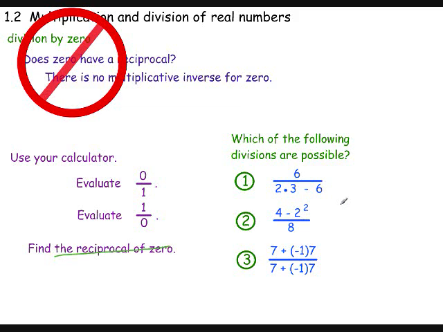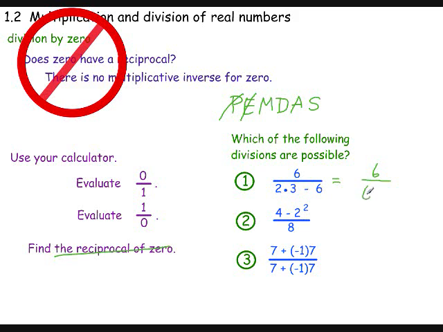Well, let's test our understanding. Which of the following divisions are possible? Let's look at this. This is the same as 6 over. What are the rules here? This is where you want to remember PEMDAS, right? Please excuse my dear Aunt Sally. We always do what's in parentheses first. We don't have anything in parentheses. Then we do exponents. We don't have any exponents. Then we multiply. Well, we do have multiplication here.